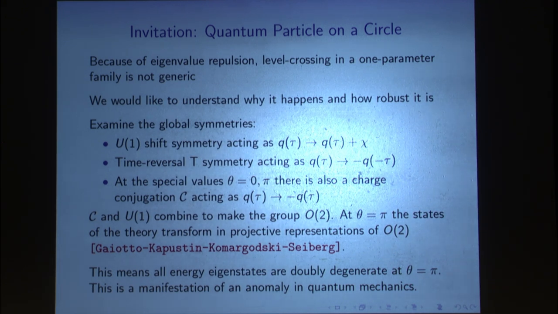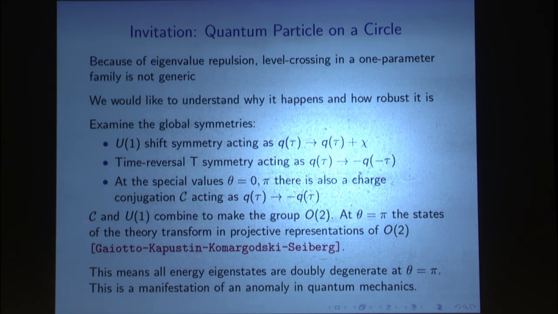There's also time reversal, which acts on Q by changing Q of tau to minus Q of minus tau. That's a symmetry of the Lagrangian. And then at two special values, theta equals 0 and theta equals pi, there is an extra symmetry C, you can call it charge conjugation, which just flips the sign of Q. So that's a symmetry only at those special values.